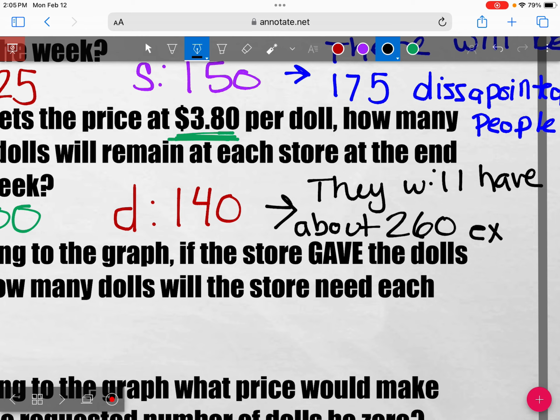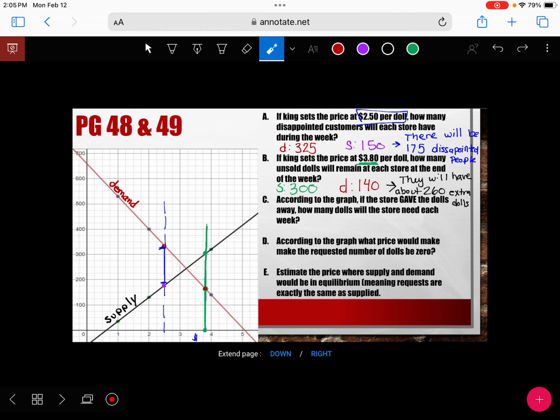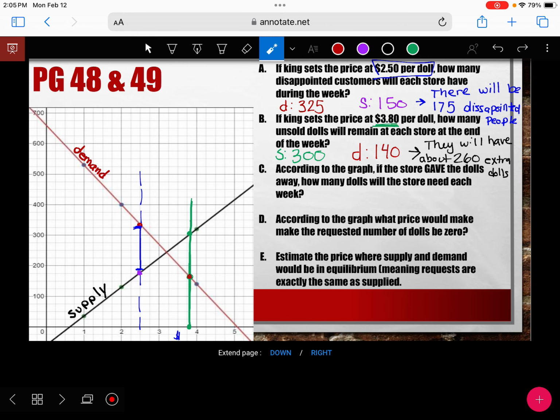About 260 extra dolls. Which, if you think about this in terms of business, in terms of a promotion, if every week they get 250 some odd extra dolls, they're going to run out of space real fast. So they definitely don't want to have too many extra dolls in the building. But then again, they also don't want 175 disappointed people. So when you're running a business, really, you kind of want to look for where you have the minimal number of disappointed people and not too much extra stock. Not quite what they're asking us next, but it's just a good point for us to talk about.